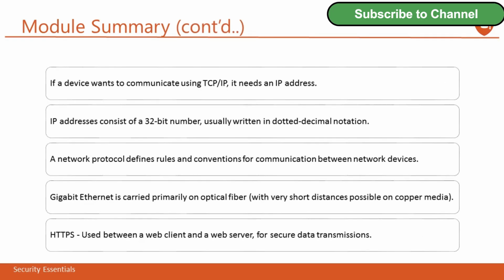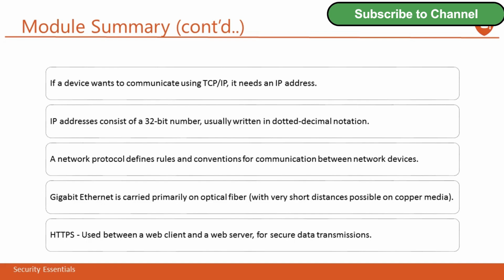Next, if a device wants to communicate using TCP/IP, it needs an IP address. In case you want to connect to the internet, you need an IP address. An IP address consists of a 32-bit number, usually written in dotted decimal notation. IPv4 addresses have a 32-bit number, as just discussed, and IPv6 addresses have a 128-bit number.